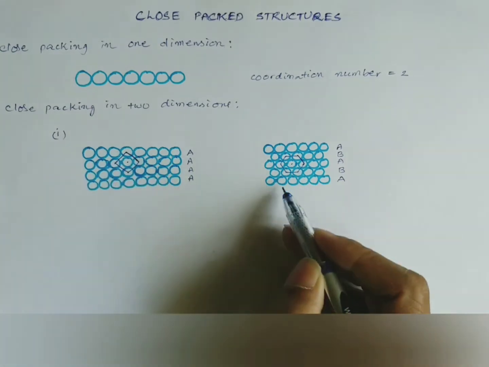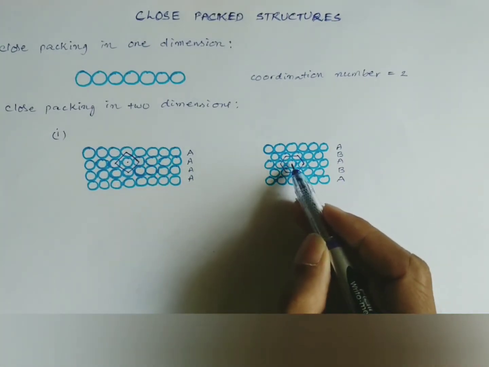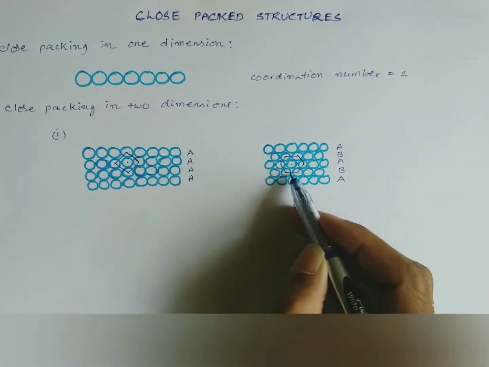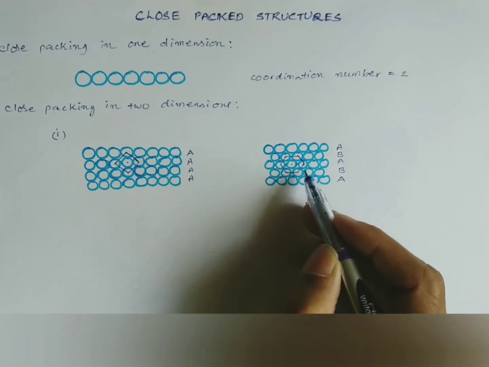Whereas if you consider this central atom and it is surrounded by 6 atoms, and if you draw an imaginary line like this, you will get a hexagonal shape. That is why it is known as 2-dimensional hexagonal close packing.